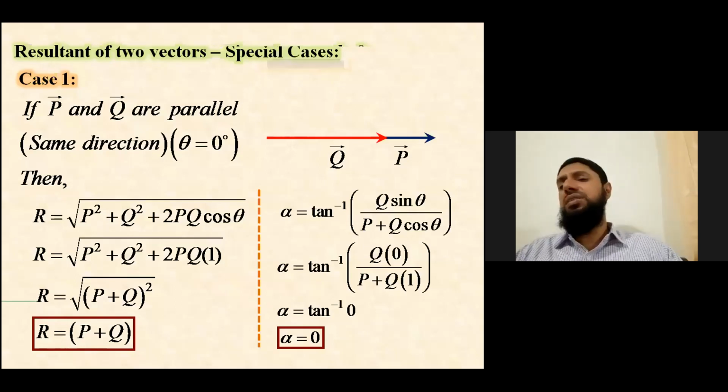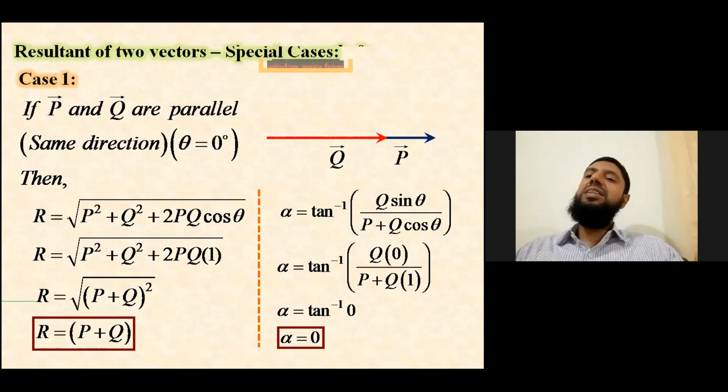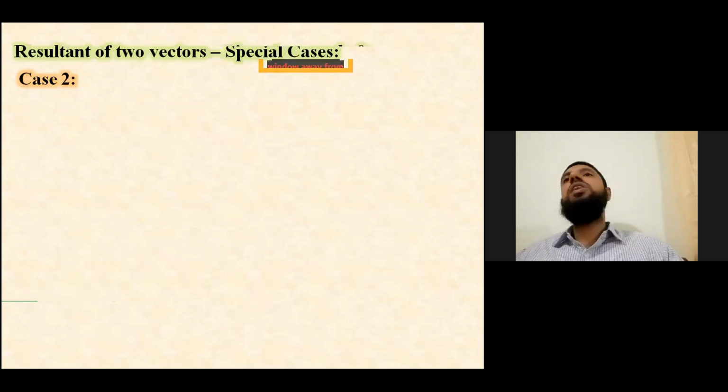So what it means? The alpha becomes 0. It means the resultant is in the direction of the two vectors. Vector P ಮತ್ತೆ vector Q ನ direction ಅಲ್ಲಿ resultant ಇರುತ್ತೆ. The resultant vector will be in the direction of the two vectors. That is the alpha. Alpha ಅಂದ್ರೆ the direction from first vector. P vector in the direction ಯಾವ ಇರುತ್ತೋ ಅದೇ direction ಅಲ್ಲಿ resultant ಇರುತ್ತೆ. Then we go for second case.